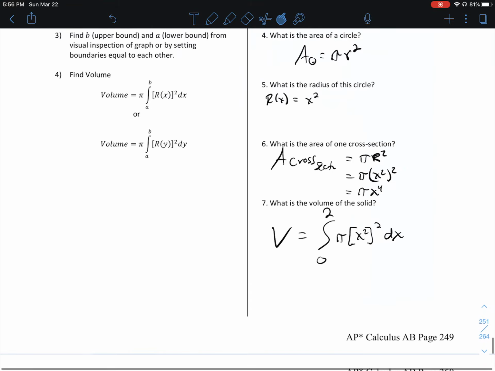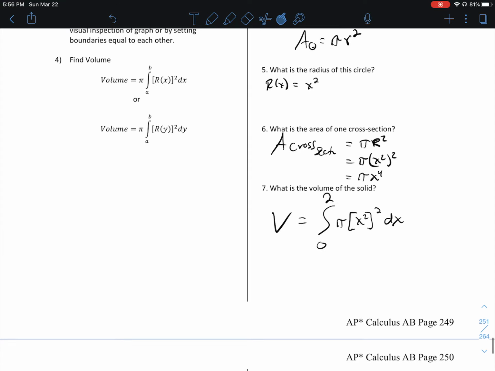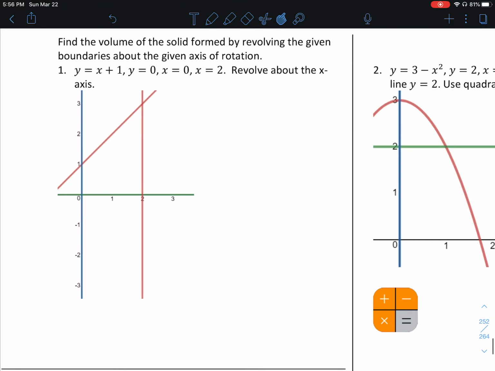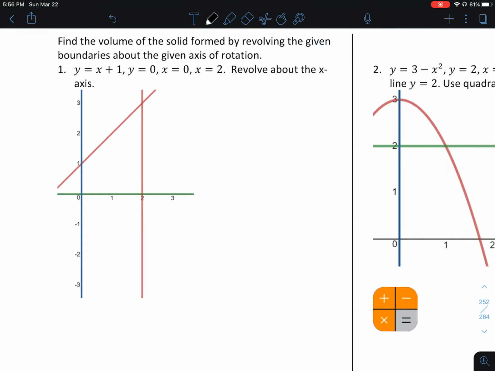And let's flip to the second page. And let's do a real problem together without all those little steps. Find the volume of a solid formed by revolving the given boundaries about the given axis of rotation. So it says y equals x plus 1. That is clearly this.